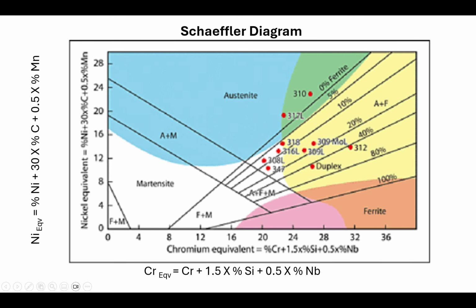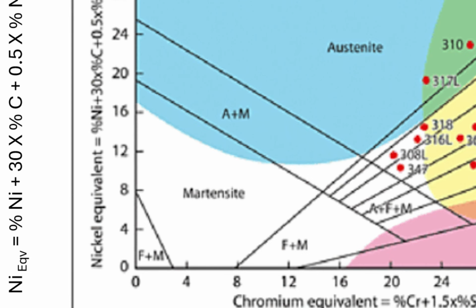And on the horizontal axis, you have chromium equivalent. The chromium equivalent formula is chromium plus 1.5 times silicon percentage plus 0.5 times niobium percentage. Once you plot this, these are the lines of different phases.